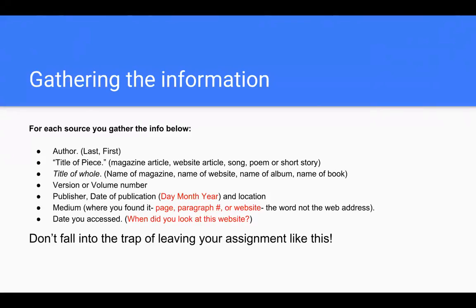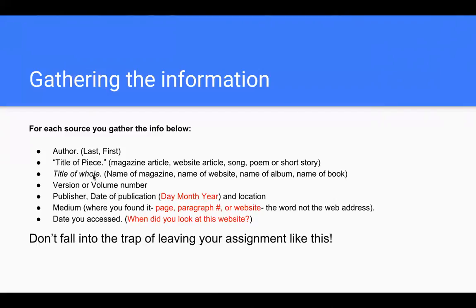So the first part of this assignment is actually gathering the information. You can use something like EasyBib if you're comfortable doing that, and if you find it easy, great. And if you don't, that's totally fine, because you can go through and do it yourself also. For each source, you're going to gather the different information that you have here. So you need the author's name, always last name, and then the first name with a comma between them. You're going to need the title of whatever it is that you're using with quotation marks around it and a period at the end. It could be a magazine article, website, song, poem, whatever.